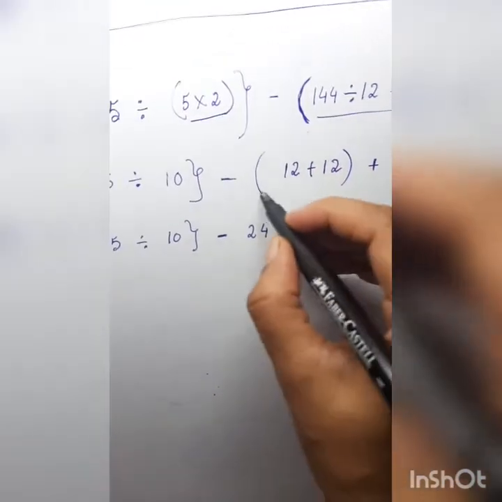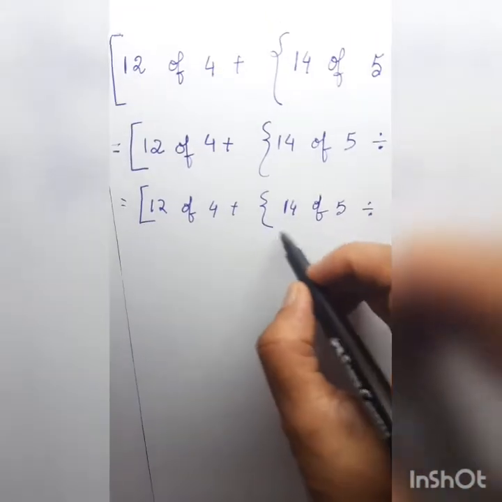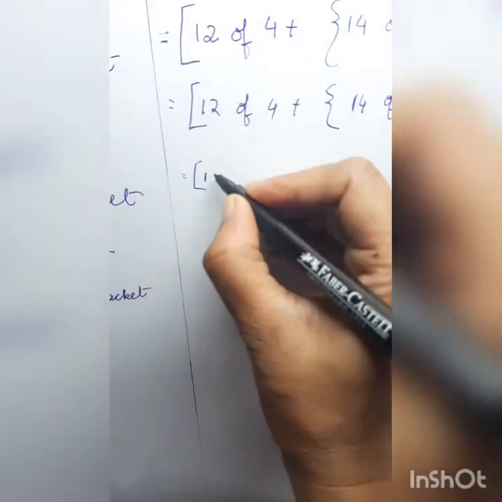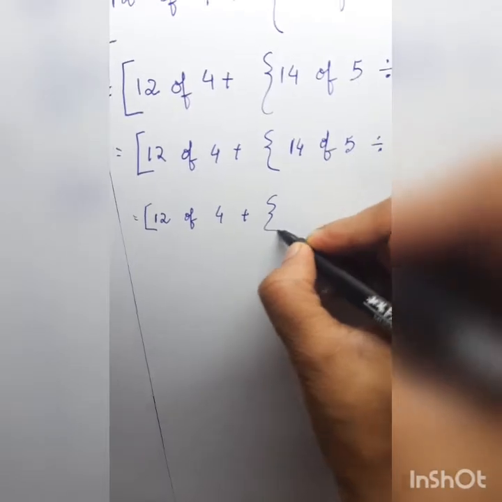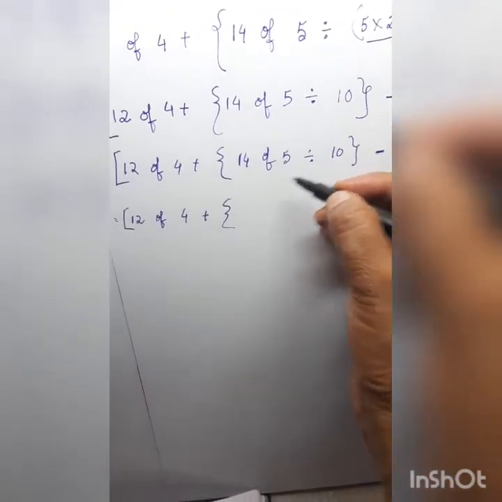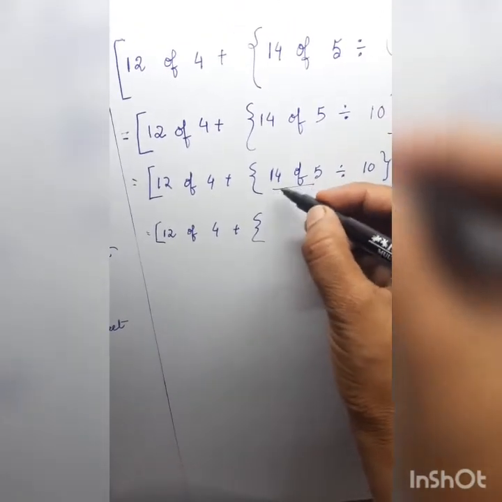Now I have finished the work of the first bracket. Now I will do the work of the second bracket. Curly bracket or second bracket. Now inside the second bracket also I have one off and I have one division. So according to Bodmas rule I have to do off first. So I give a line here so that I can remember.